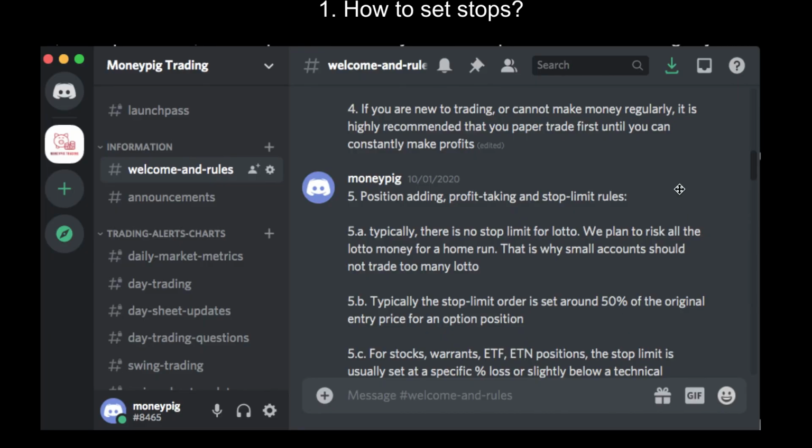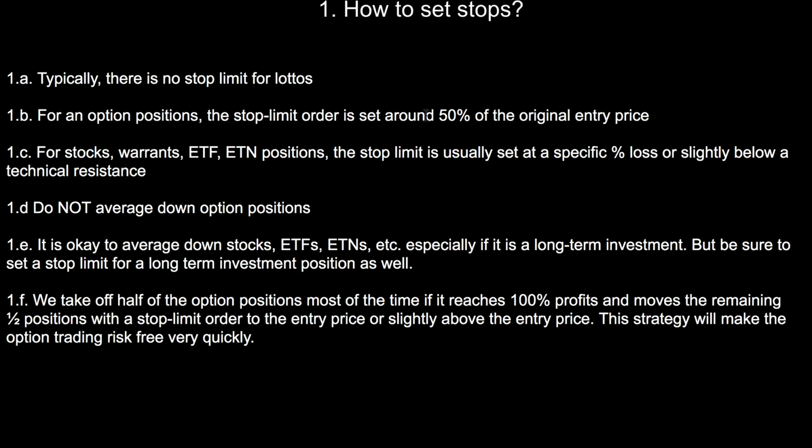Just to recap, we mentioned this in the welcomes and rules channel in our Discord, in number 5. Here we're just going to quickly go through this writing, in case you haven't read it as a member or if you haven't joined us. Here are some high level stop rules that we actually use. First of all, we don't have any stop limit for lottos. Lottos are positions below or equal to 50 cents per contract. Sometimes between 50 cents and $1 per contract, we also consider it a lotto.